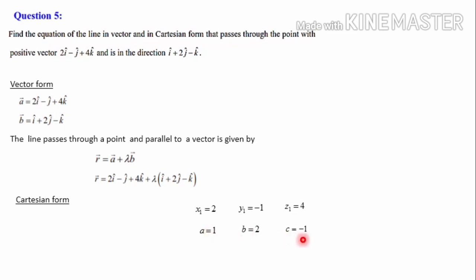Sorry, here A, B, C is enough because there is only one line. So A, B and C are 1, 2 and minus 1, which you will get from the parallel vector. So x minus x1 by A equal to y minus y1 by B equal to z minus z1 by C. Just substitute it. X minus x1 is 2, then y1 is minus 1. So these two minus together make plus, that is y plus 1 by 2. Then z minus z1 is 4. So z minus 4 by C is minus 1. So this is the Cartesian form of the given question.